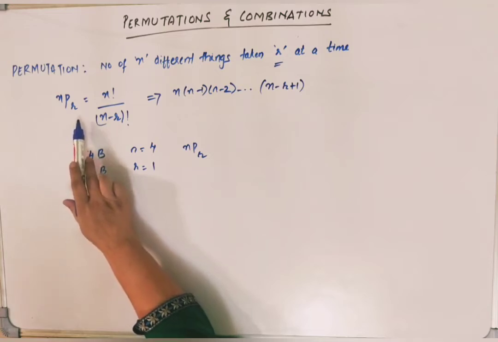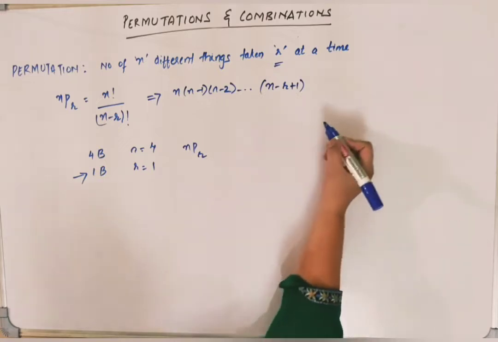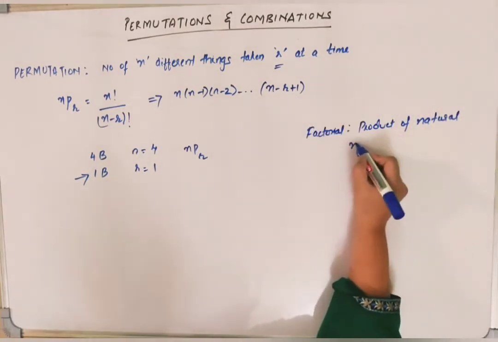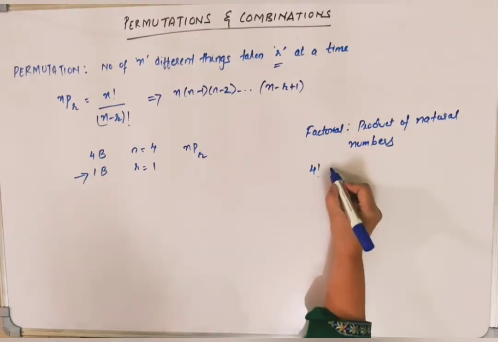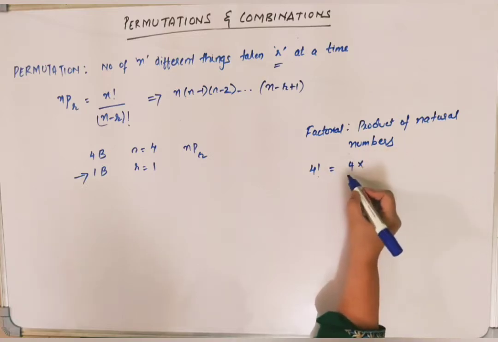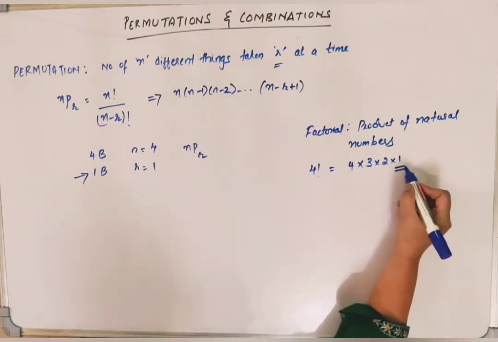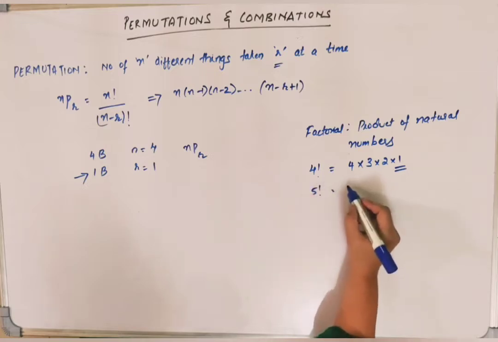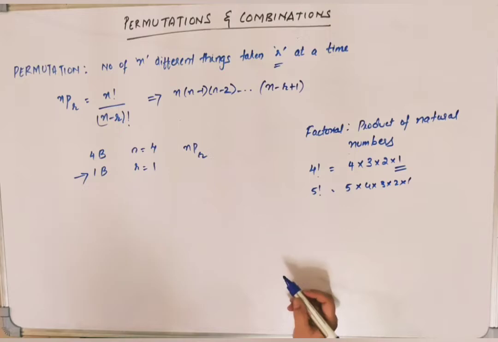It's given as nPr = n!/(n-r)!. What is factorial? Factorial is the product of natural numbers. For example, we have 4 factorial. What would be 4 factorial? It will be the product of all natural numbers decreasing from 4: 4 into 3 into 2 into 1. We have to stop when we reach 1. So this is 4 factorial. Similarly, 5 factorial, you start with 5 and you go on till 1.